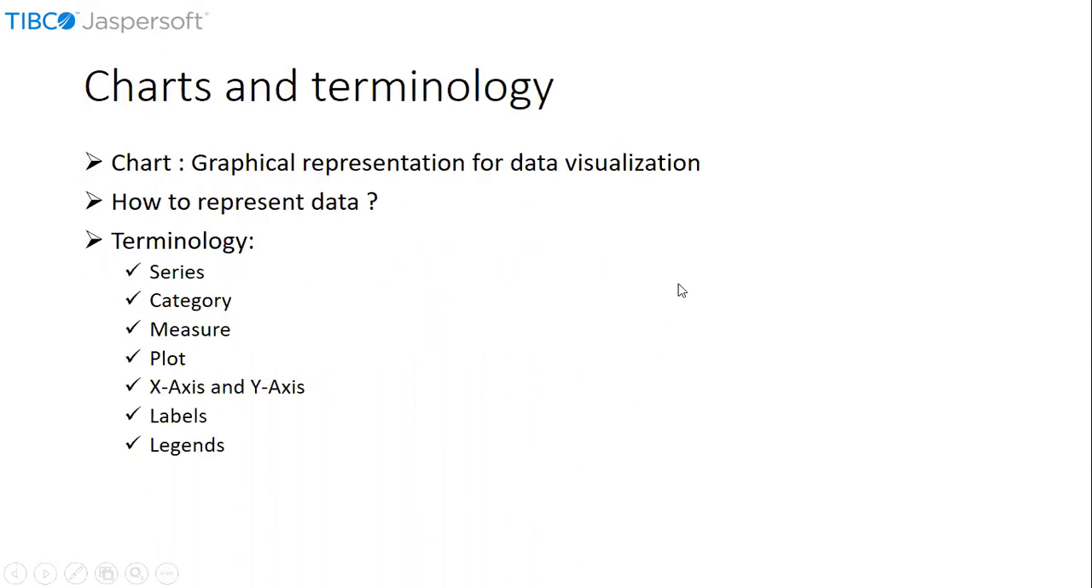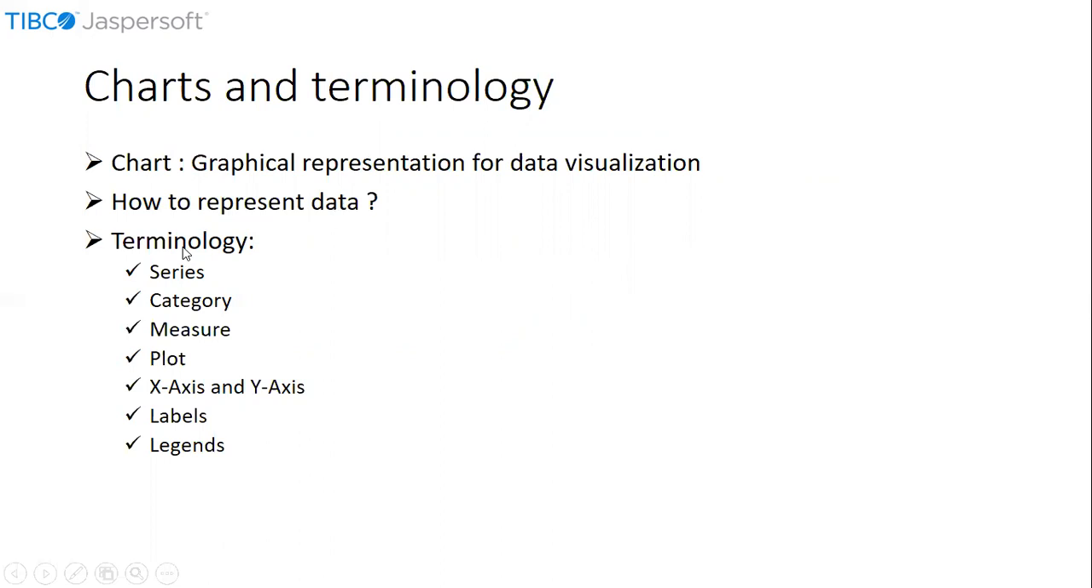What is a chart? A chart is a graphical representation for data visualization. We represent the data in the form of symbols, such as bars in a bar chart, lines in a line chart, and slices in a pie chart.